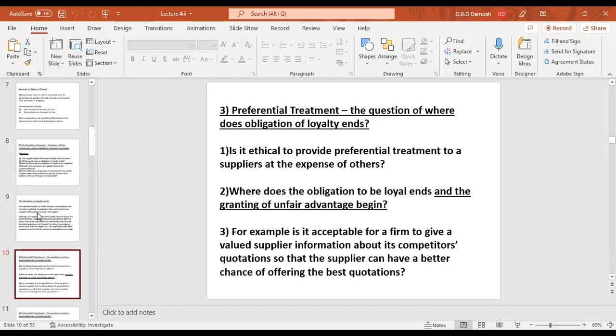So the fact that we are loyal doesn't mean we should give you preferential treatment alone. If we do that, we are creating unfair competition. All right? So we should open up to others, but get you informed that times are changing. If you can do A, B, C, D, we're going to stay with you. Otherwise, forget it. Okay?